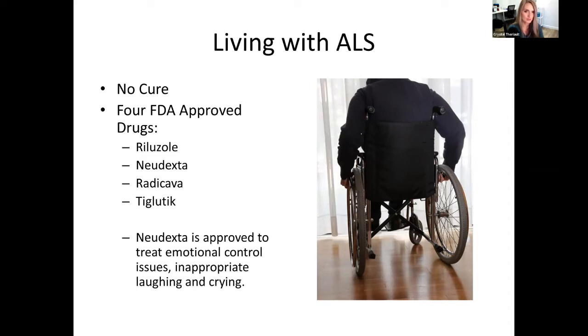The riluzole is a medication that blocks the release of glutamate, which is an amino acid, and it delays ventilator dependence, and tracheostomy just means they keep their quality of life a little bit longer and may extend survival by 2 to 3 months. And Tiglatec at the bottom is the oral suspension version of that. Nuedexta is used to treat pseudobulbar effect. This can occur with some ALS patients, not all, where they have uncontrollable laughing or crying.